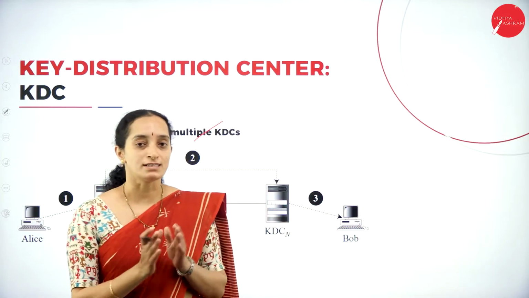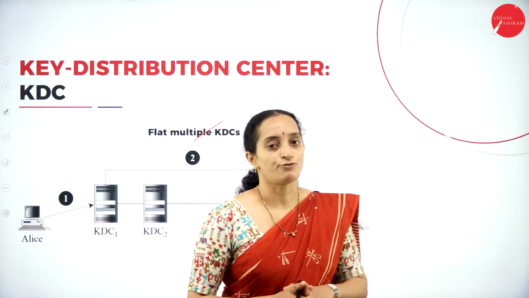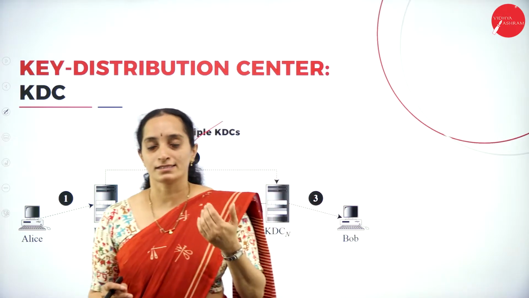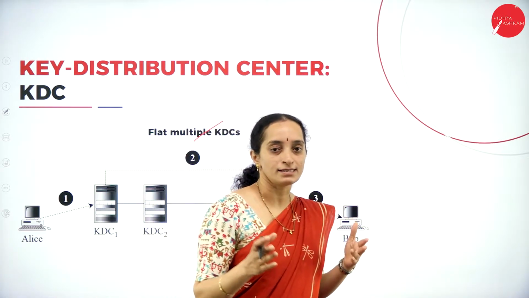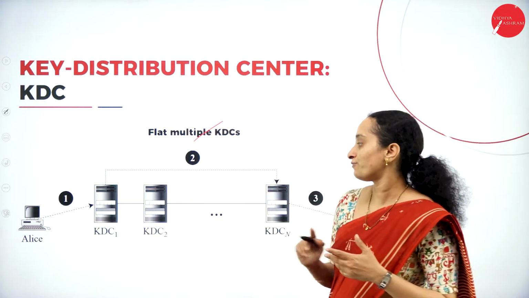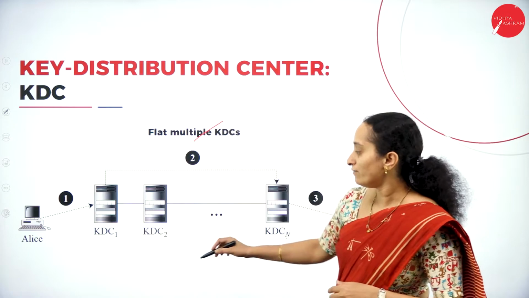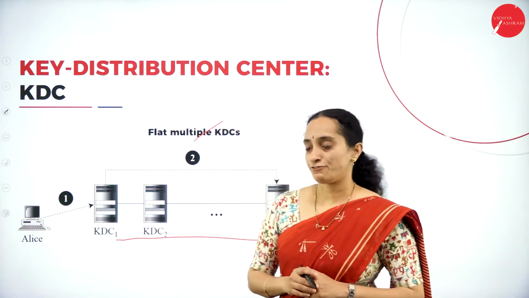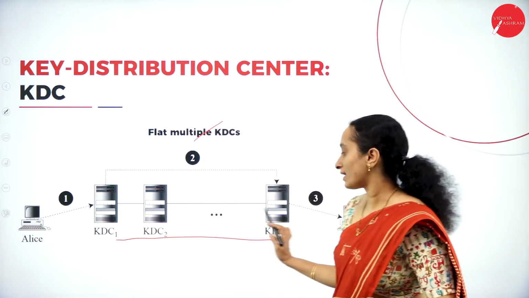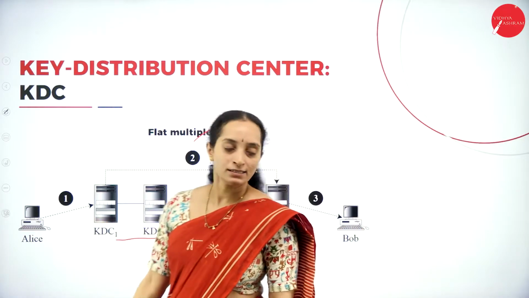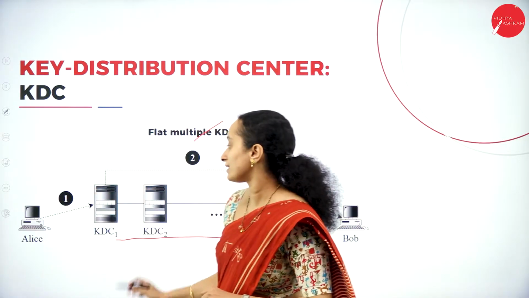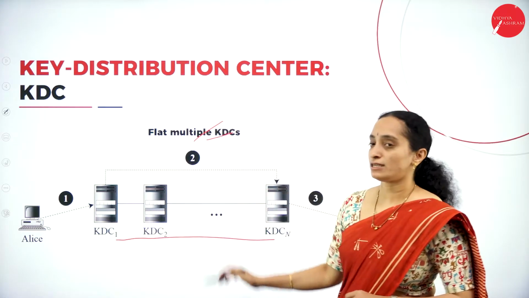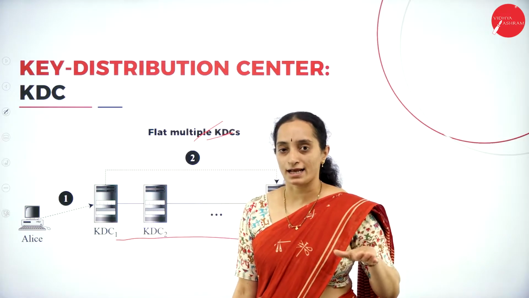Suppose it is in one single area, one KDC is enough. If the sender and the receiver are far away, you can't manage this distance with only one KDC. Instead of that one KDC, we use a set of KDCs in different areas or locations, which are connected with a sender and the receiver. So we have the sender and the receiver, and with this, we have multiple KDCs. Flat multiple KDCs are all in a single layer.